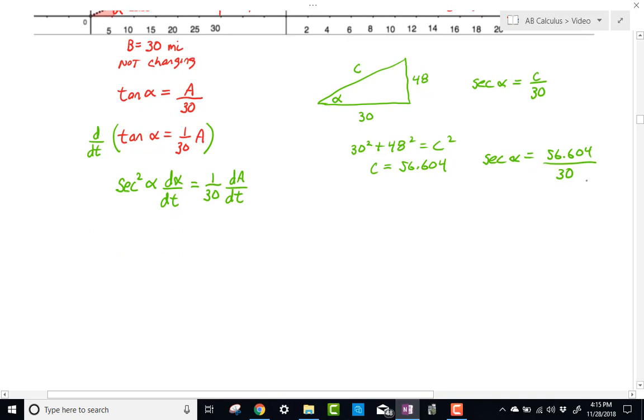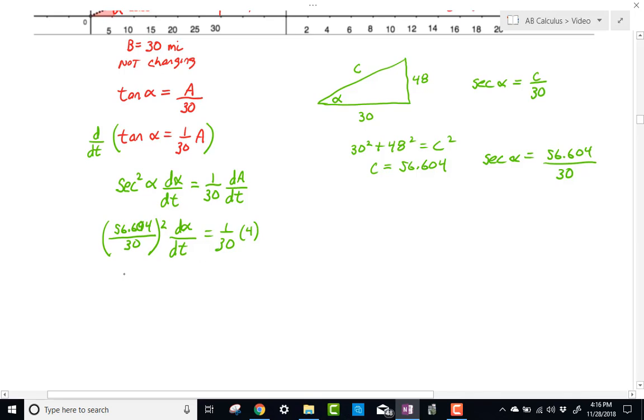So secant of alpha, replacing that with our fraction over here, this is going to be 56.604 divided by 30. Notice it's secant squared, so we got to square this. This is times d alpha dt, my alpha looks like an x, equals 1/30. And dA dt again was 4. That's not so bad. All right. So we're going to need a serious calculator here. All right, but let's do this.